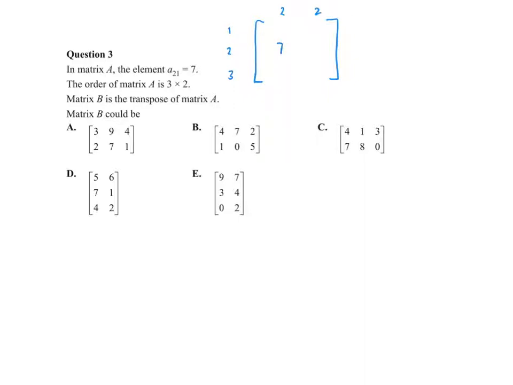If we transpose, matrix B is a transpose of A, so if this is A, then B is going to have just 2 rows and 3 columns like this, 1, 2, 3. And what it becomes is that 7 will become in row 1, column 2. So they flip around when you transpose. So we'll look for that one, which there's only 1, which is here. So B is the answer.